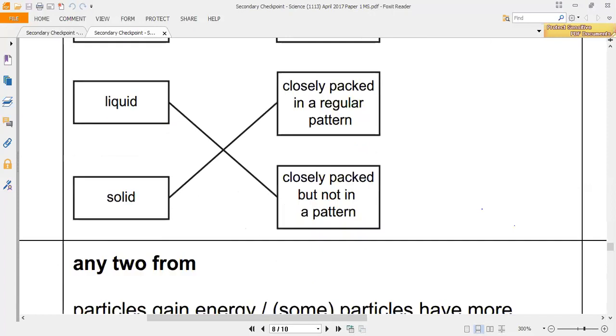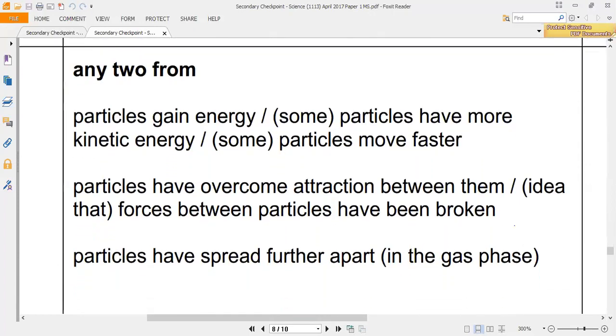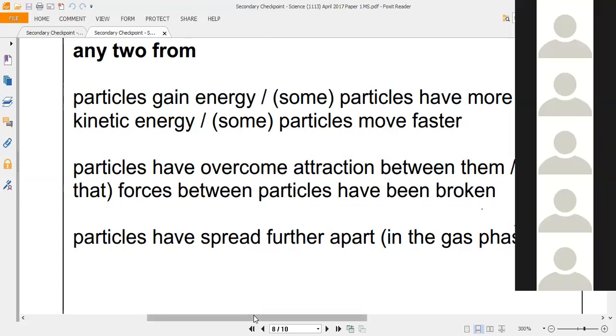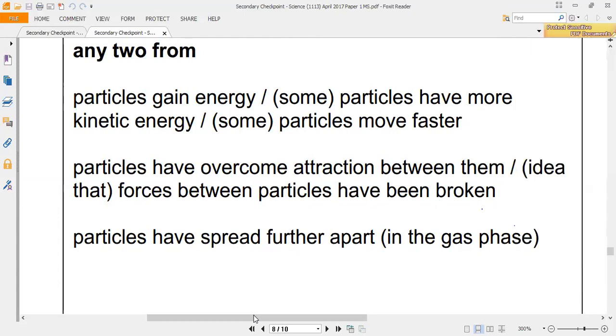In the answers, if you are right, any 2 of those answers, you will be graded for the 2 points. Particles gain energy. Some particles have more kinetic energy. Okay, some particles are going to move faster. Also, particles have overcome attraction between them due to the kinetic energy or the heat energy given to them.